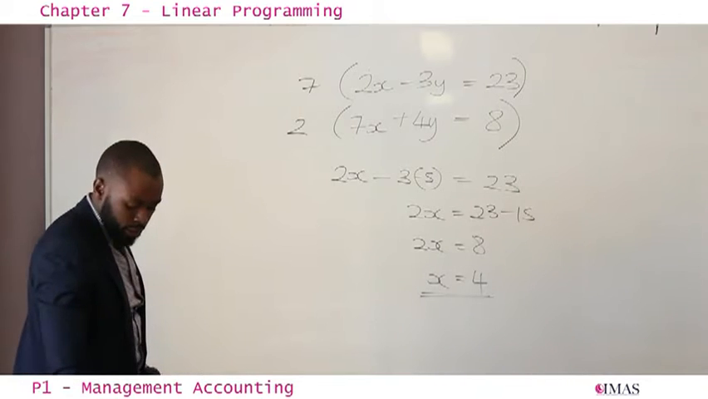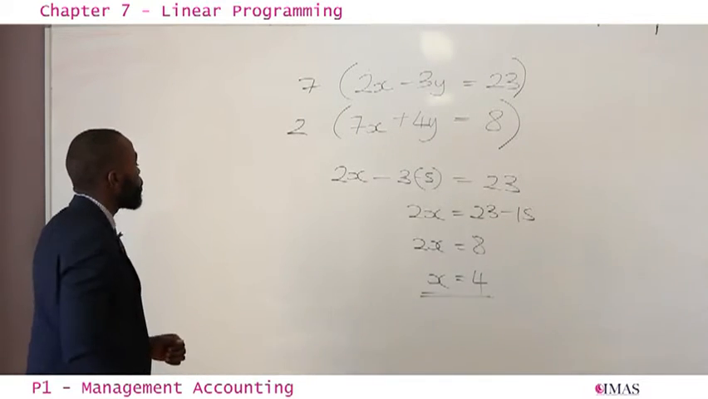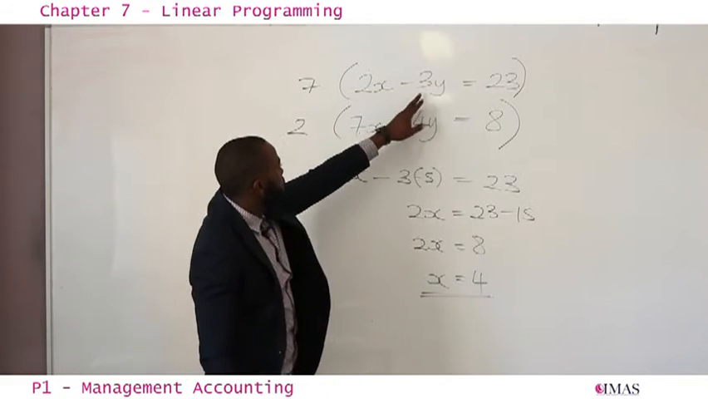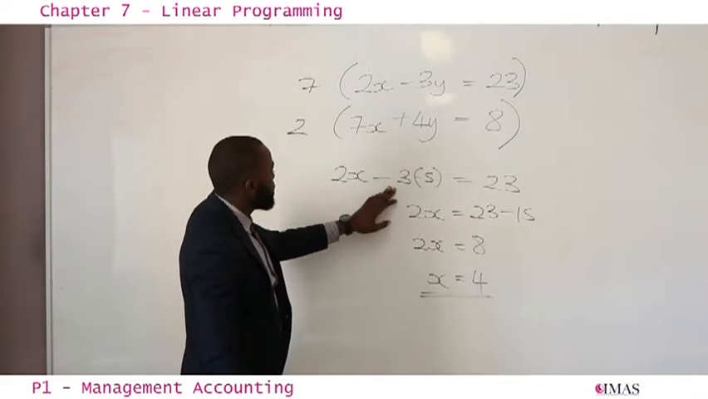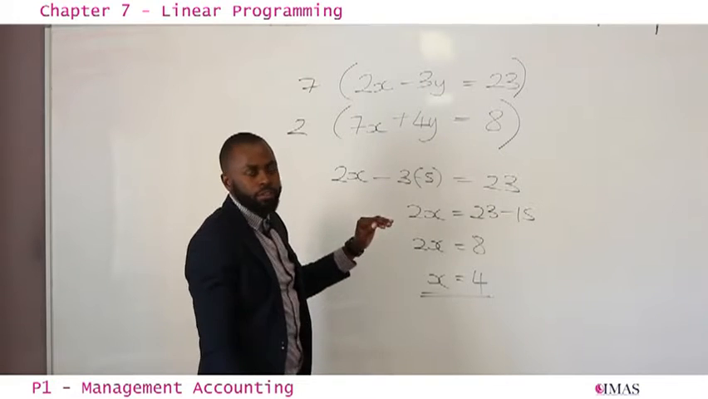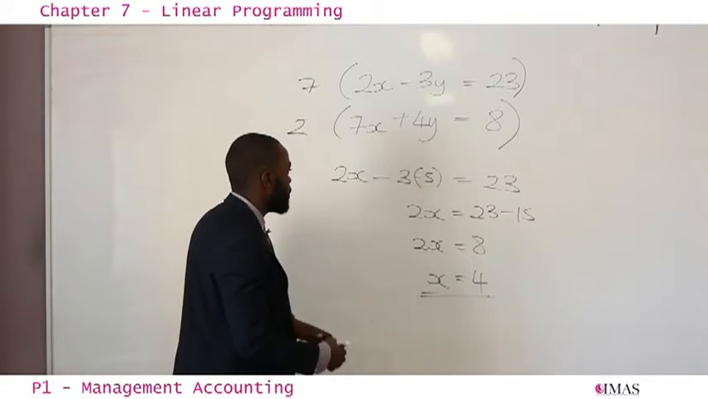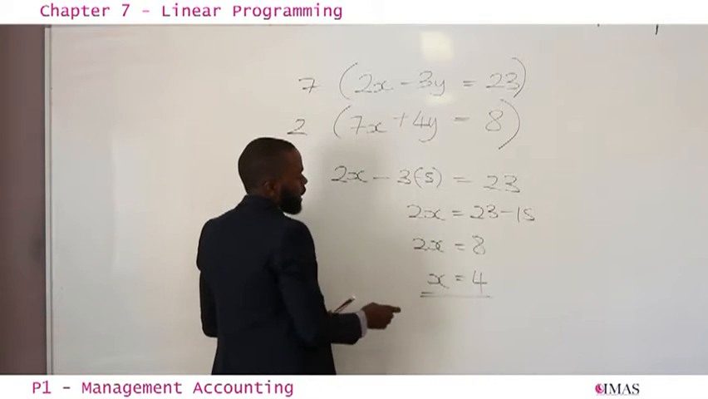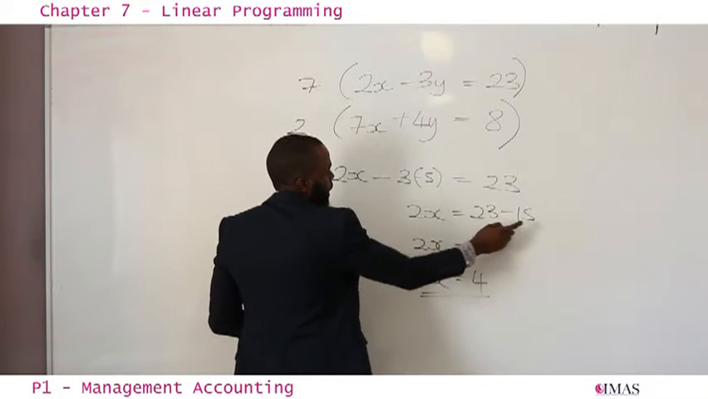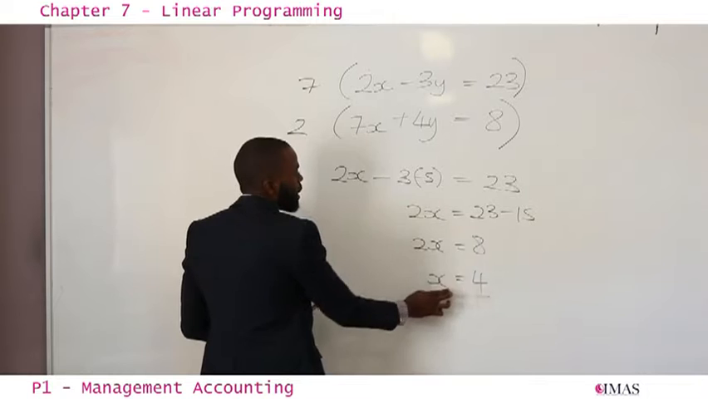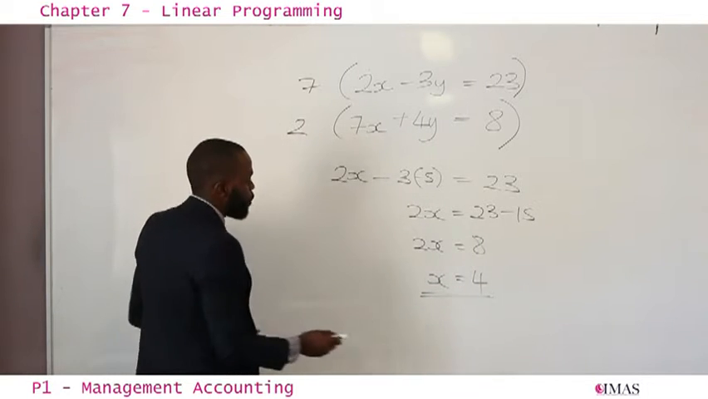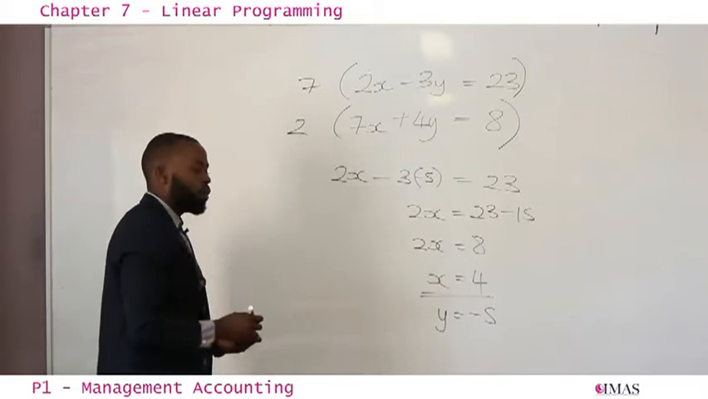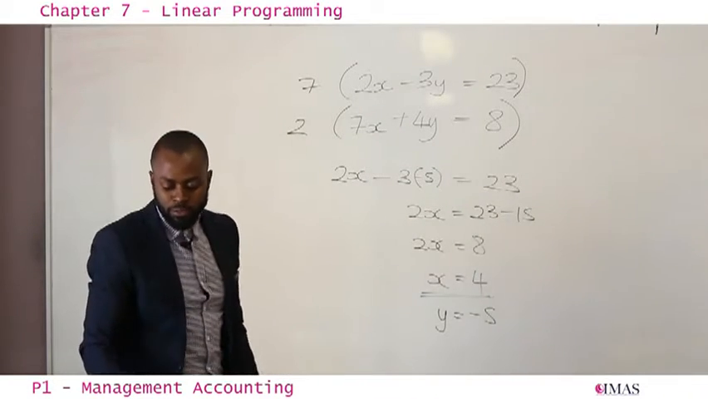So I'll repeat this. Once we got our answer for y as minus 5, we substitute y in the first equation. It becomes minus 3 times minus 5; a negative and a negative, we get a positive 15. The positive 15 goes to the right hand side and becomes a negative. So 2x is equal to 23 minus 15, and 2x is equal to 8, x is equal to 4. So our answer here is x is equal to 4, y is equal to minus 5.